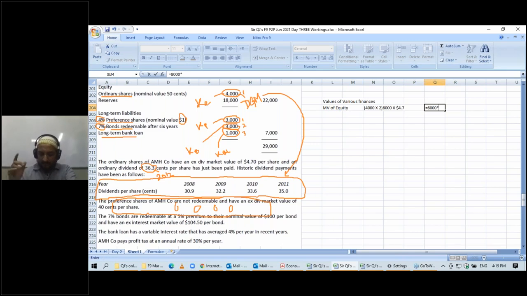So ex-dividend is the market price which prevails in the market immediately after the payment of the latest dividend. Okay, so 8,000 into the market price, which is 4.7, gives you 37,600, the market value of equity. Then we come on to the market value of preference shares.